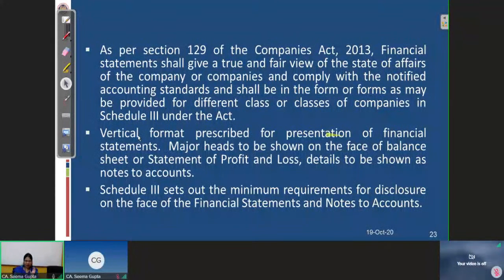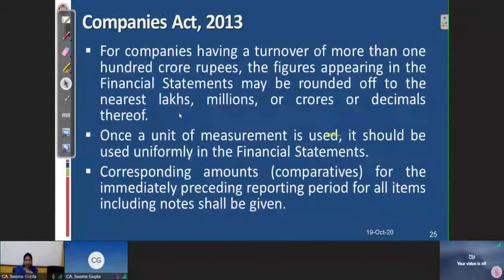Schedule 3 sets out the minimum requirements for disclosure on the face of financial statements and notes to accounts. Cross-reference of each item of the balance sheet and statement of profit and loss shall be made to the related information in the notes to accounts. So I think you will be able to manage. We can skip it. These are all the contents covered in your chapter on financial statements of companies.